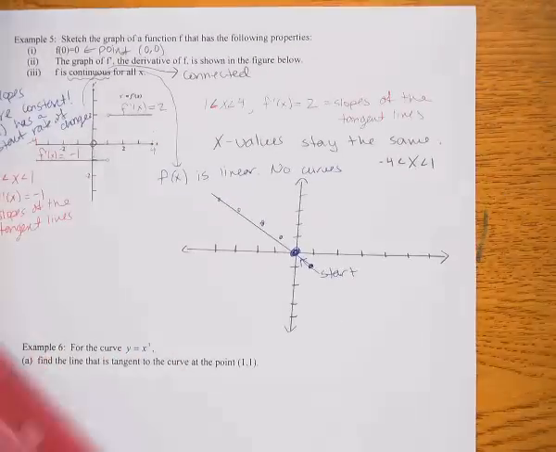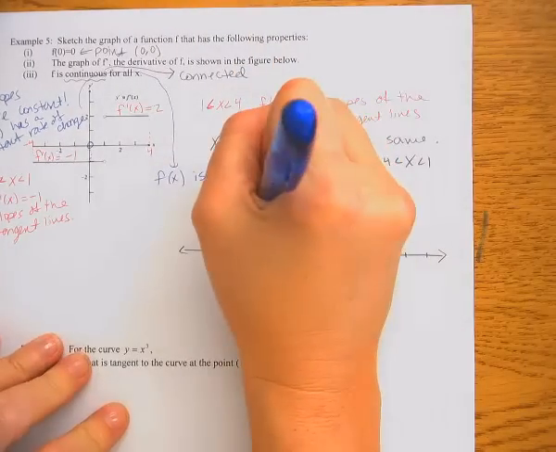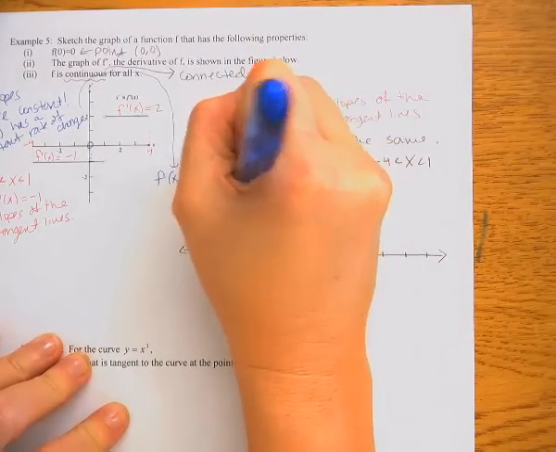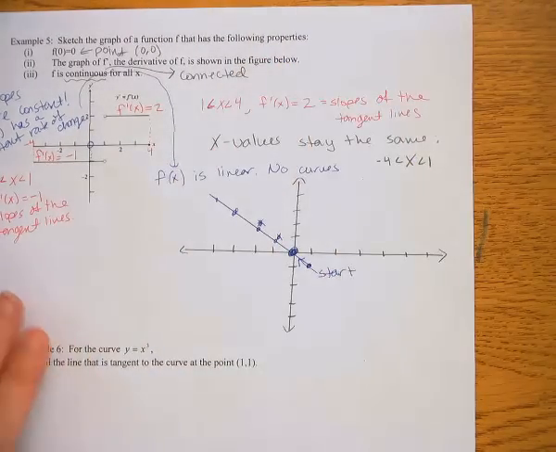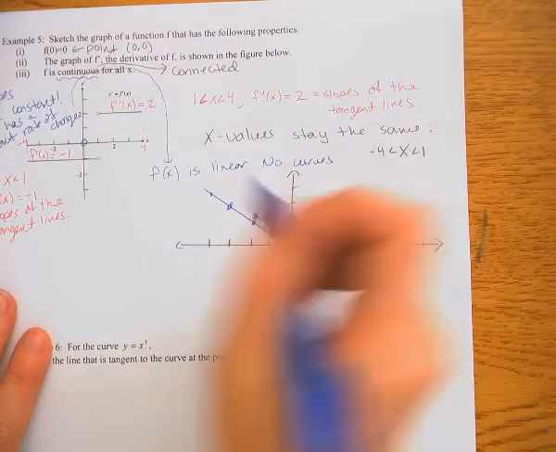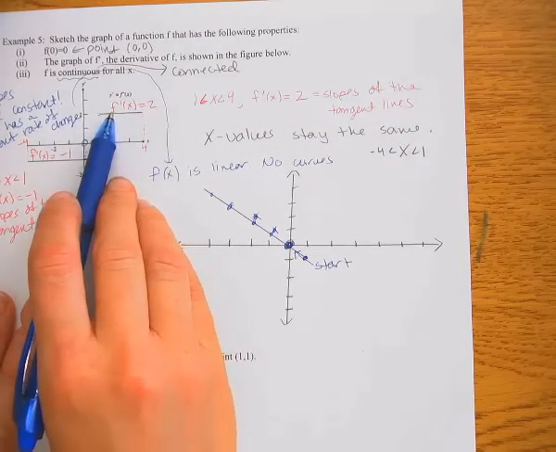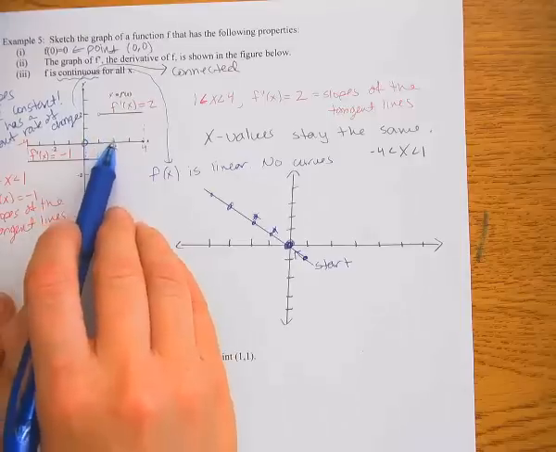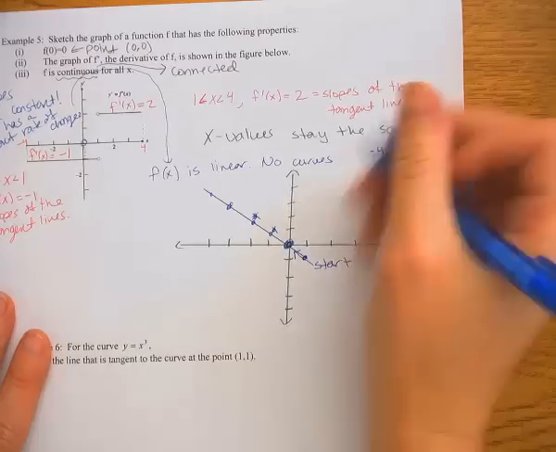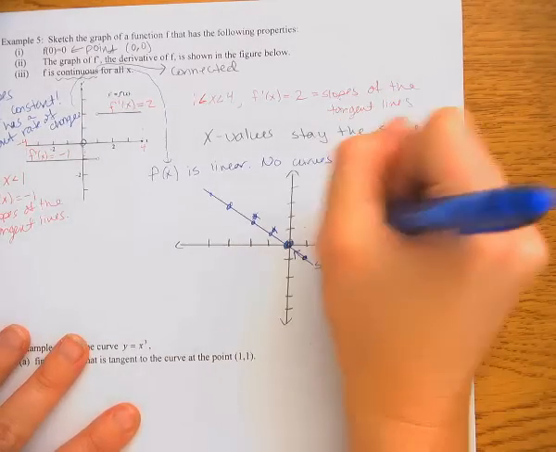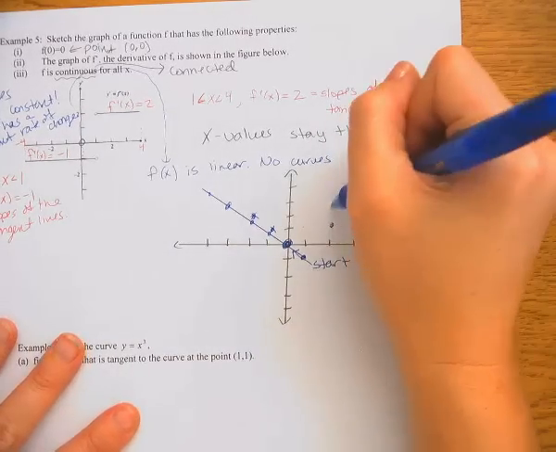Some of my points were off there, so let's fix those. Okay, and then to the right of 1, I'm going to follow this slope. So the derivative was 2, and that's true all the way from 1 to 4. So that means the slope of the tangent line is going to go up 2 over 1. Up 2 over 1.